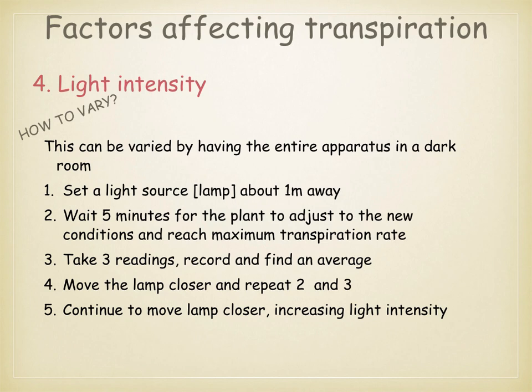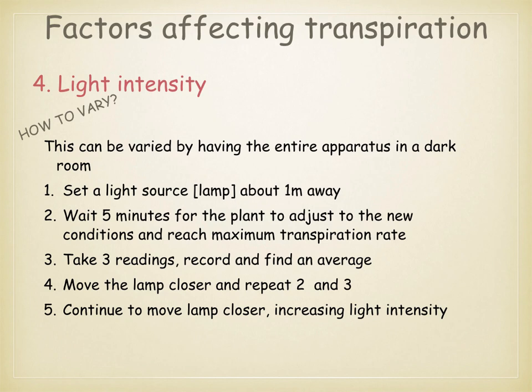So how do you vary this in an experiment? Well, you would set up a light source about a meter away. Wait 5 minutes for the plant to adjust to the new conditions and reach the maximum transpiration rate. Now this is quite important. You do need that time for the plant to adjust. Then you take 3 readings, record, and you find an average. You move the lamp closer and you do the experiment again, and then you continue to move the lamp closer. So this increases the light intensity.